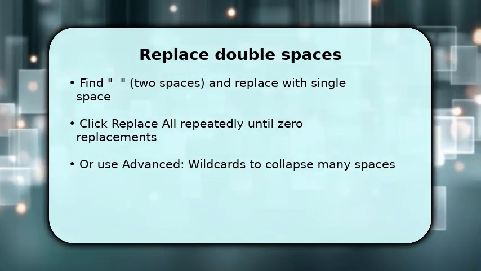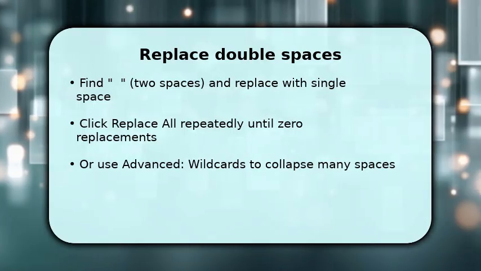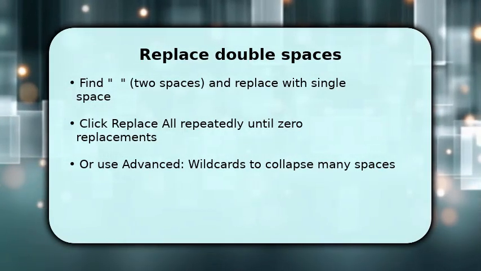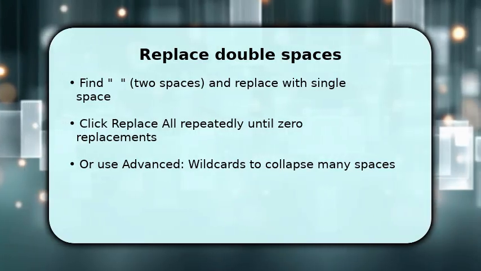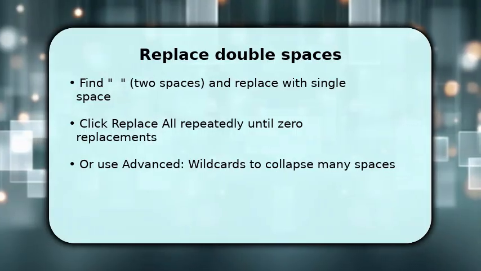For larger or mixed runs, click More, check Use wildcards and enter Space To in Find and a single space in Replace, then replace all once. This collapses any sequence of 2 or more spaces into 1. Make sure Undo works by testing on a small selection.